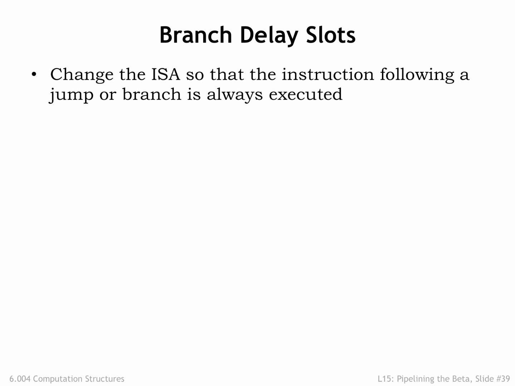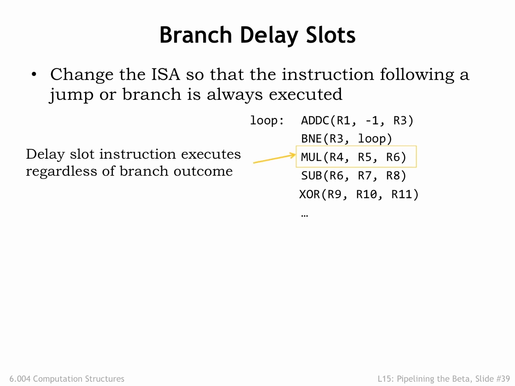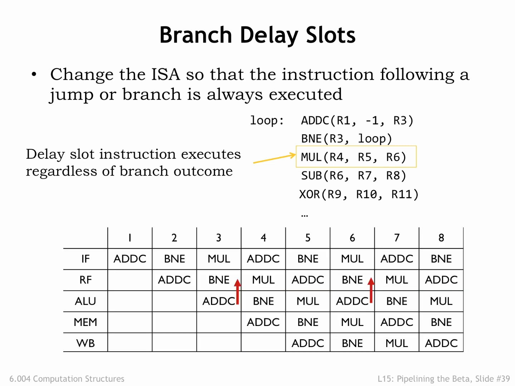For example, we could change the ISA to specify that the instruction following a jump or branch is always executed. In other words, the transfer of control happens after the next instruction. This change ensures that the guess of PC plus 4 as the address of the next instruction is always correct. In the example shown here, assuming we change the ISA, we can reorganize the execution order of the loop to place the mul instruction after the BNE instruction in the so-called branch delay slot. Since the instruction in the branch delay slot is always executed, the mul instruction will be executed during each iteration of the loop. The resulting execution is shown in this pipeline diagram.